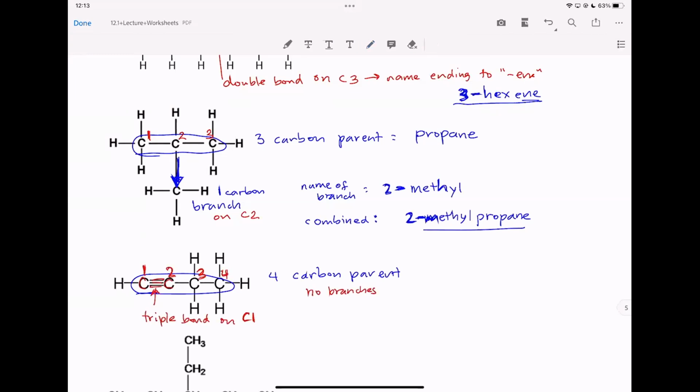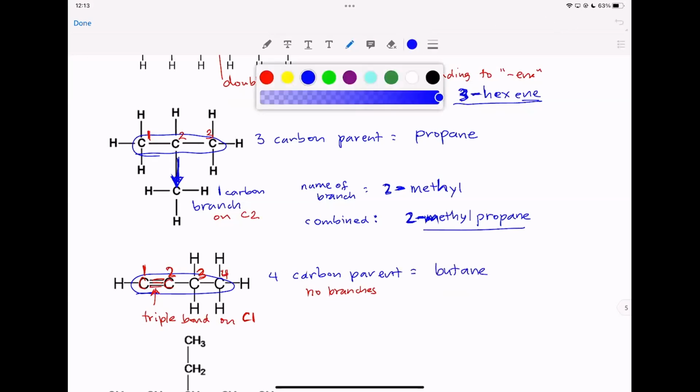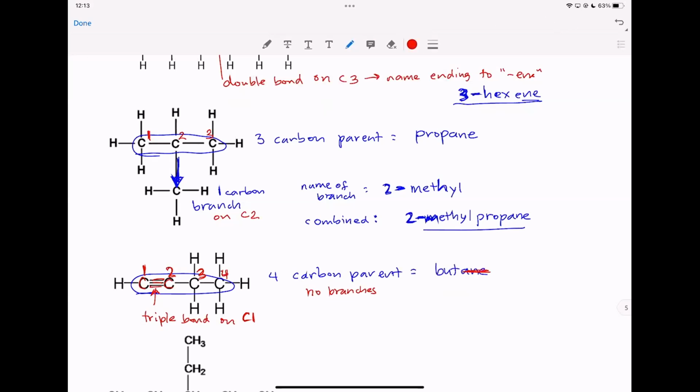Okay. So what that means is we need the name of the 4-carbon parent. The prefix when you have 4 carbons is but. It would be called butane, but because of the triple bond, you don't keep that name ending anymore. So the triple bond means you change the name ending. And we haven't seen the name ending for the triple bond yet.